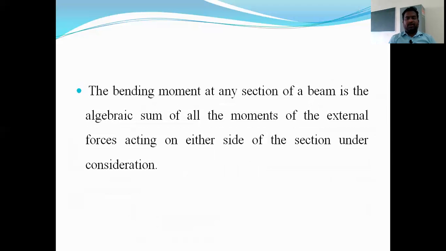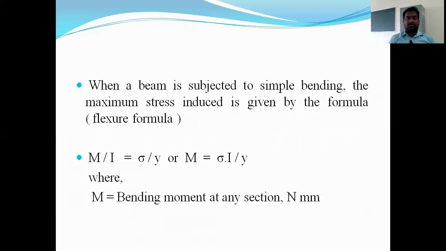The bending moment at any section of a beam is the algebraic sum of all the moments of the external forces acting on either side of the section under consideration. We have written the bending moment equation, W into D, load into perpendicular distance. So the bending moment at any section of a beam is the algebraic sum of all the moments of the external forces acting on either side of the section under consideration. All this is what we did in the second chapter, in solid mechanics problems.